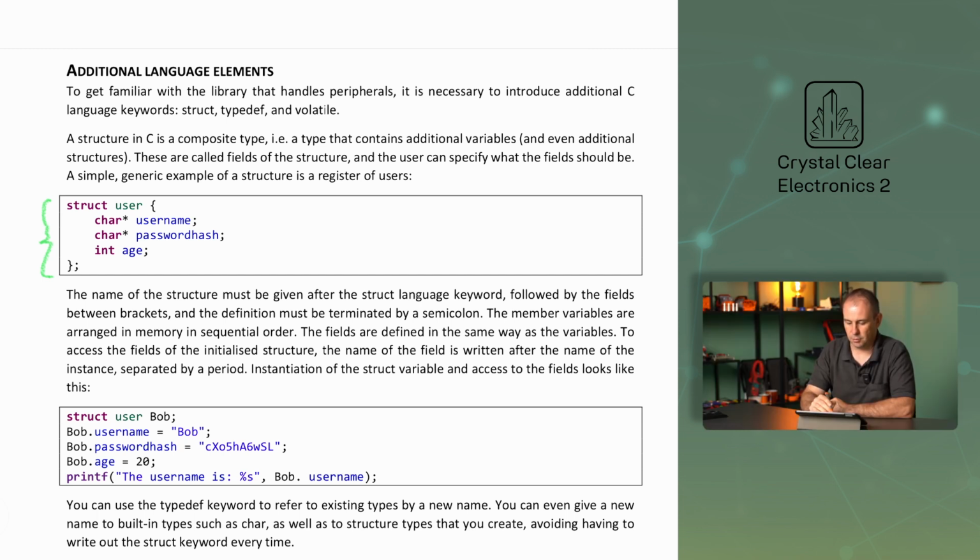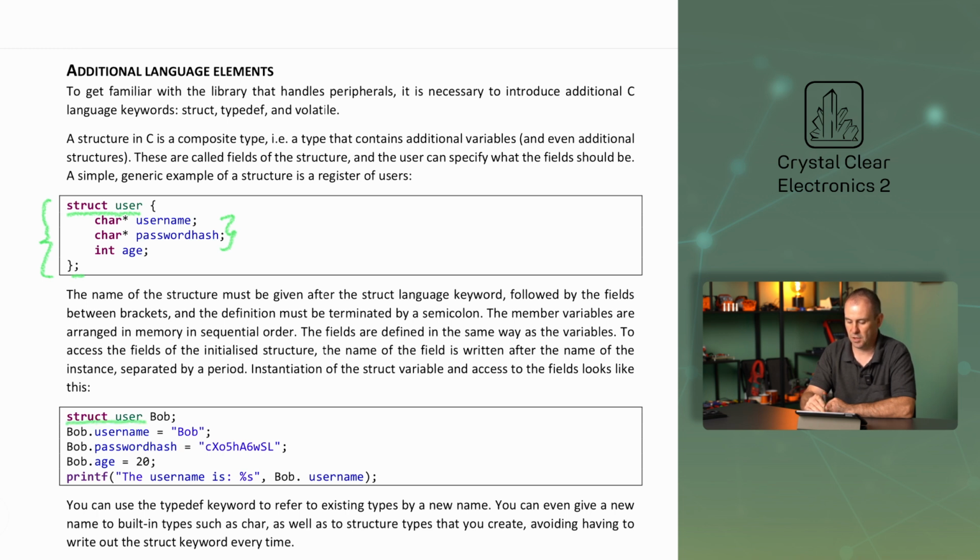As you can see in the example, the name of the structure must be given after the struct language keyword, followed by the fields between braces, and the definition must be terminated by a semicolon. The member variables are arranged in memory in sequential order. The fields are defined in the same way as the variables.